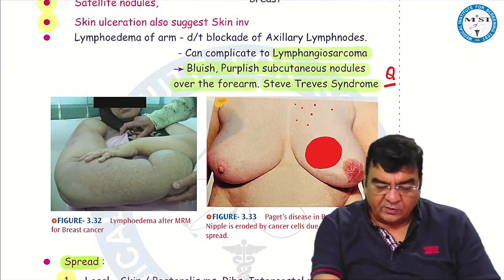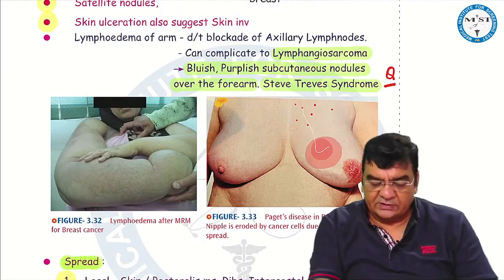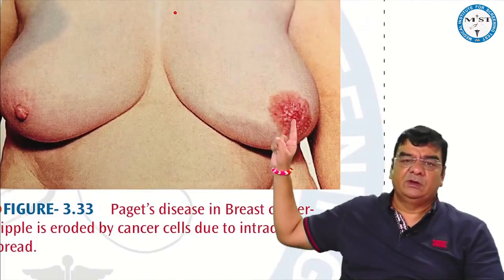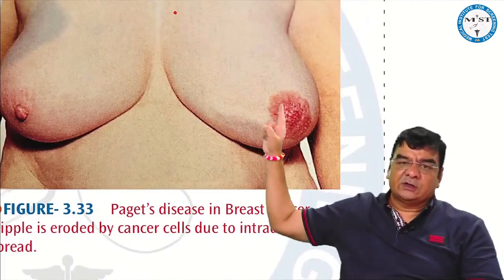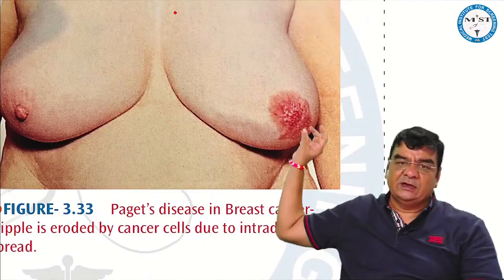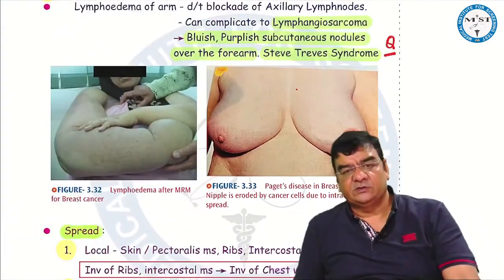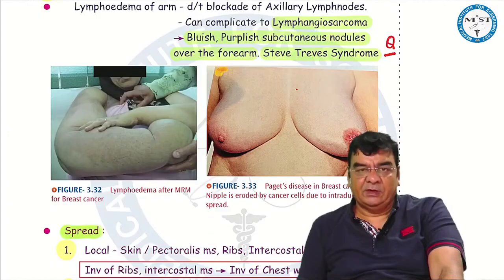Sometimes we can come across Paget's disease of the breast. In Paget's disease of the breast, there is erosion of the nipple due to intraductal spread of cancer cells, and these cancer cells eat up the nipple. That is Paget's disease of the breast. It is not an eczema.